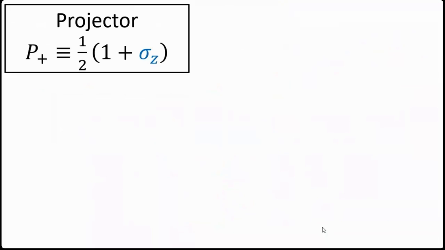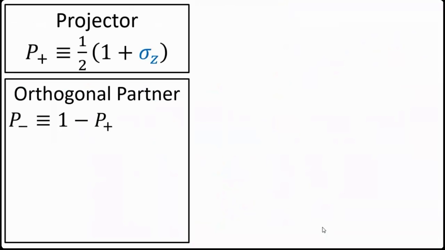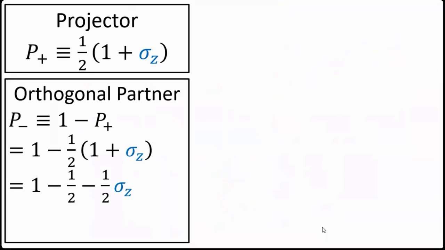Okay, so yeah, we have this projector. This p minus is 1 minus p plus, and that's where the minus sign comes from. You could either just think of it as flipping the sign, or you could think of it as 1 minus p plus. They end up being the same thing.